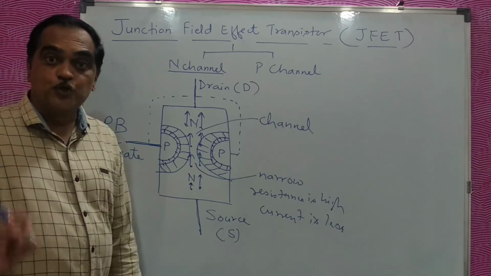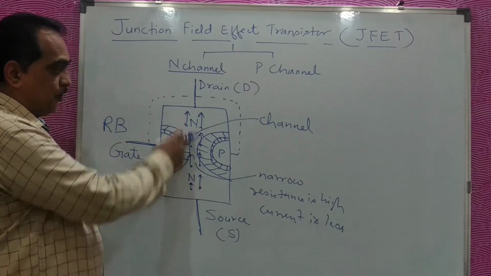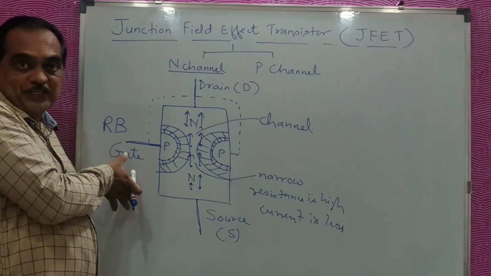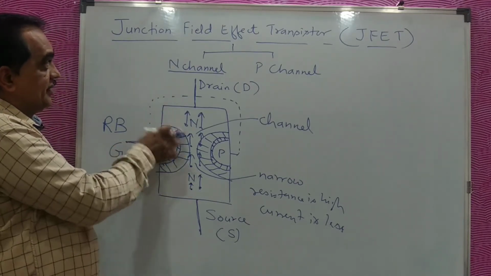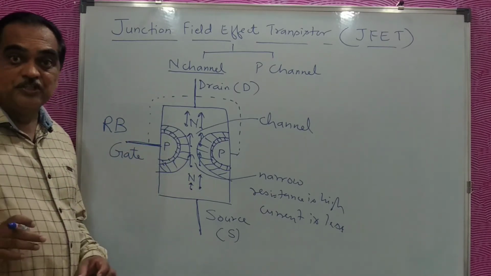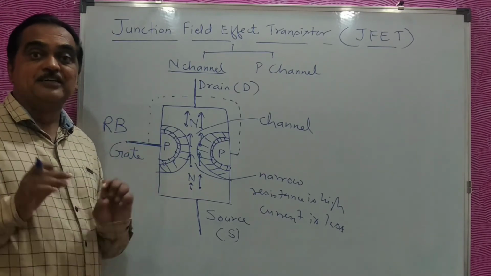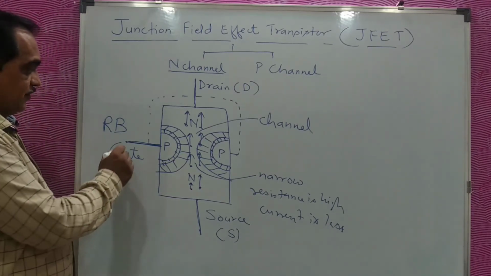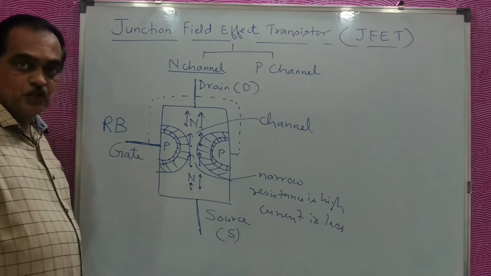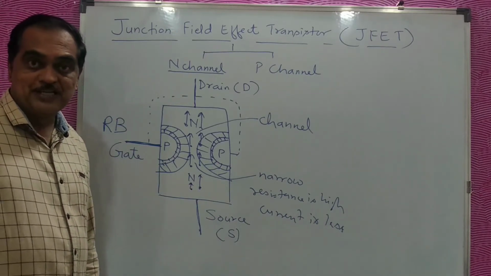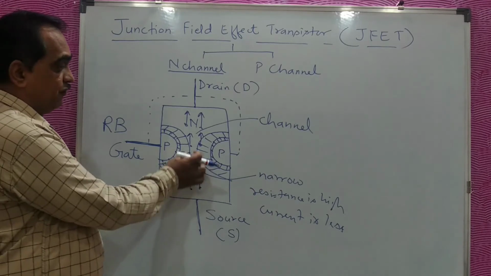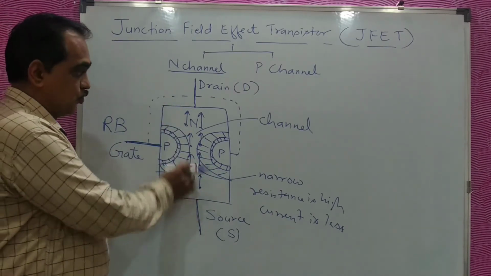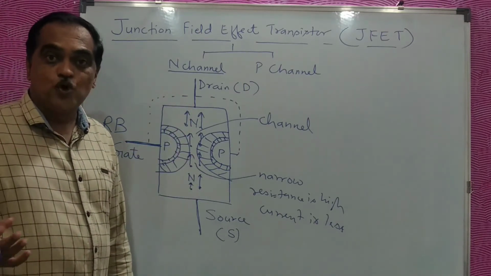This is how you control the output current by the input voltage. So it is called a junction field effect transistor. Junctions are going to affect the flow of current, so it is a junction field effect transistor. Here the gate terminal is the control terminal to which you apply a reverse bias voltage, and that will control the width of the channel from source to drain, and because of that the current from source to drain can vary, either more or less.